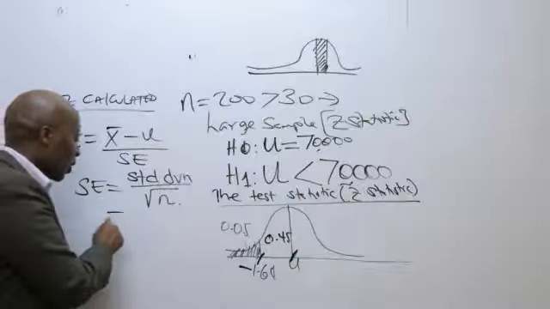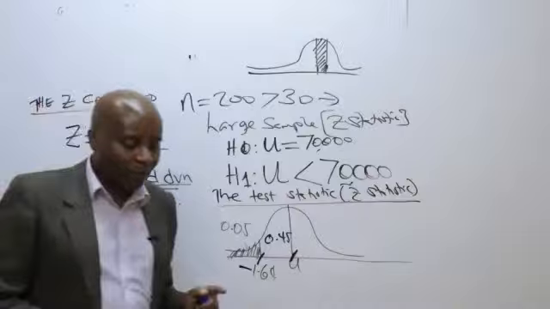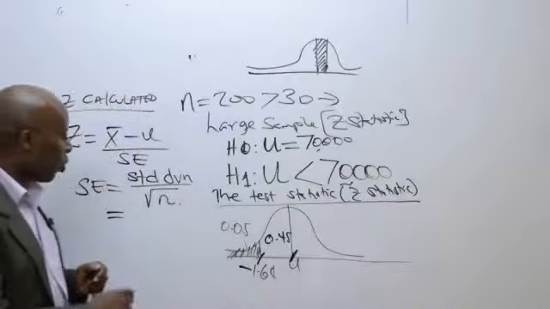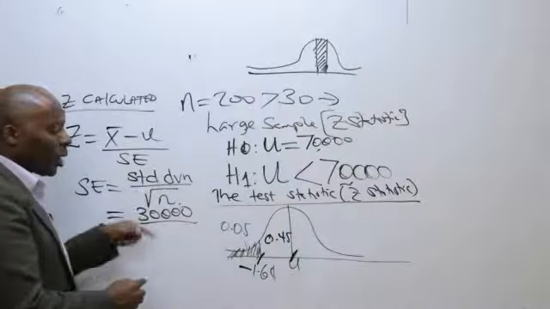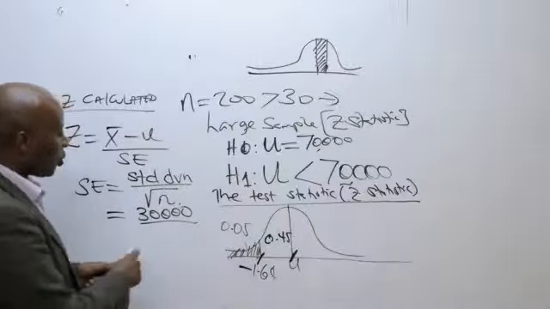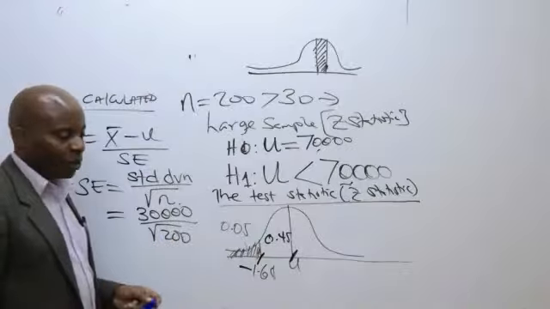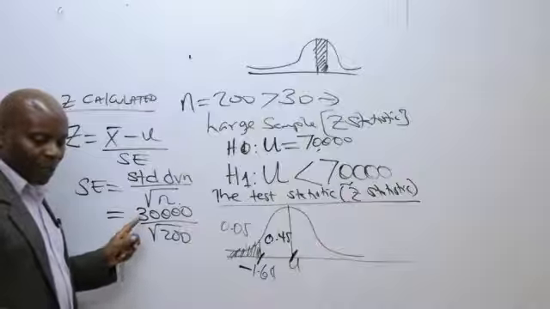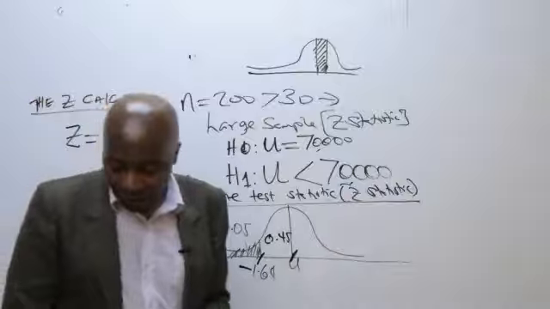And this examiner has told us the standard deviation to use. In this question, they have told us to use a standard deviation of 30,000 all over square root of n. We know that our sample size is 200, so divided by the square root of 200. Could you kindly give me this standard error? Kindly punch this.